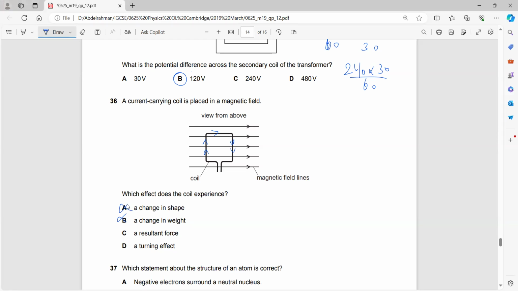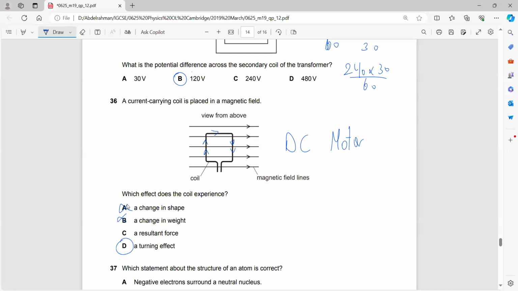This is a DC motor. What does a DC motor do? It rotates. It keeps on rotating. A turning effect. But when could you say resultant force? If it was only one wire, what would happen to this one wire? It would either move upwards or downwards.